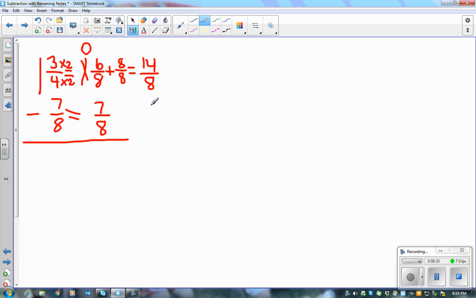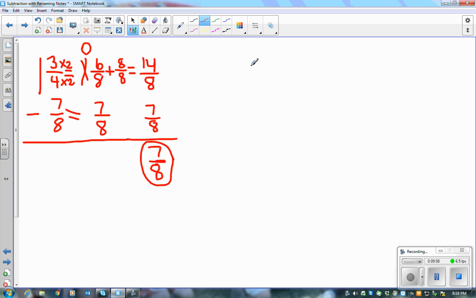I bring my 7/8 over. Nothing happened with that. And then I'm able to subtract. 14/8 is the same as 1 6/8. I'm just putting it in a form that I can subtract with. 14 minus 7 is 7. My denominator is 8. And then I ask myself, is there any factor, can this be simplified? Are there any factors that 7 and 8 have in common? The only factor they have in common is 1. Therefore, 7/8 is in simplest form.